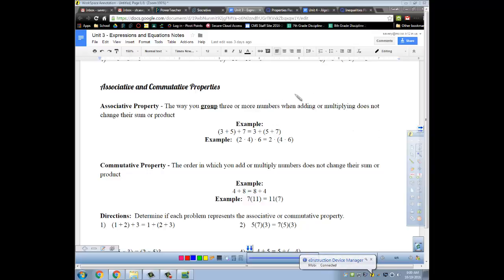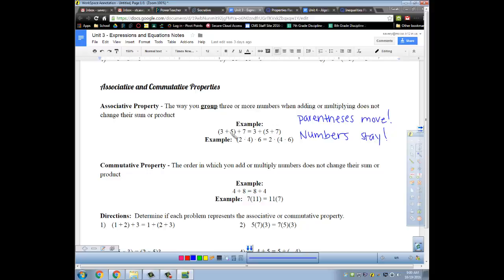So I want you to write this down. Parentheses move. Numbers stay. So I put a couple of examples here, one for addition and one for multiplication.